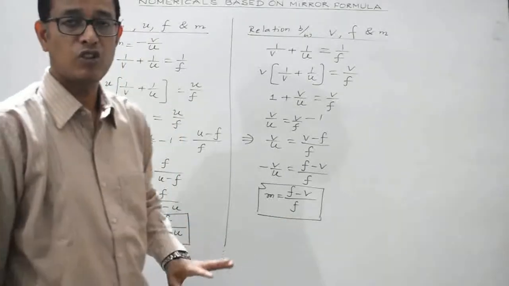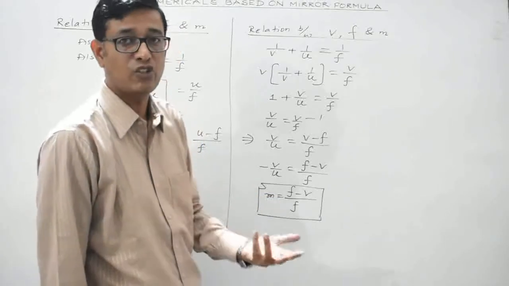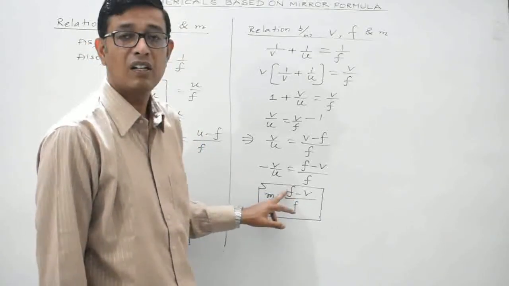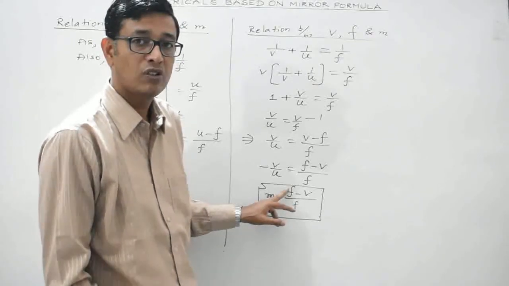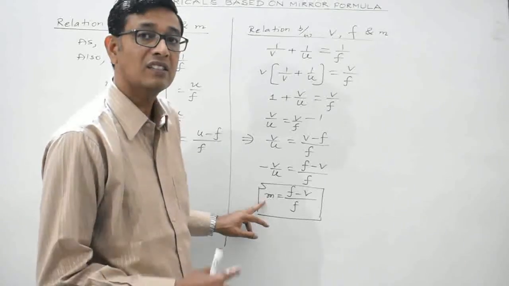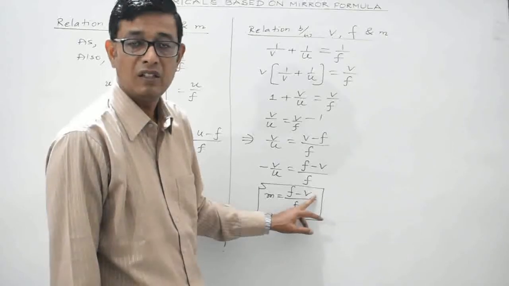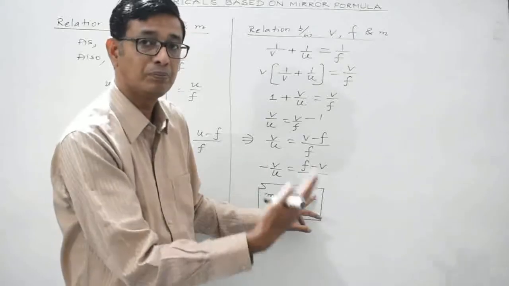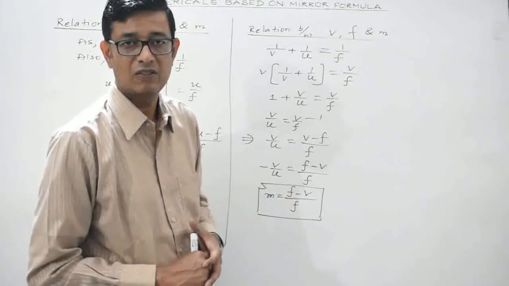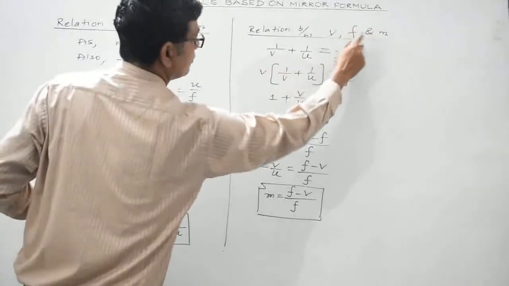And here I must mention that in numericals you need to make use of sign convention. If it is the case of a concave mirror, f is to be taken as negative. If it is the case of an inverted image, linear magnification is to be taken as negative. If the image is real, again v is negative. If the image is virtual, v is positive. You need to remember all those facts, right? So, after dealing with the relationship between m, u, f and m, v, f.